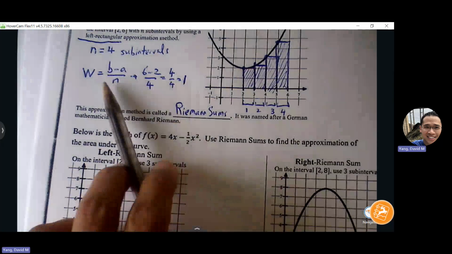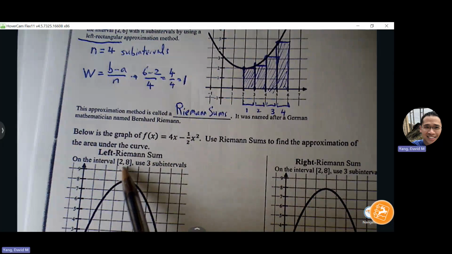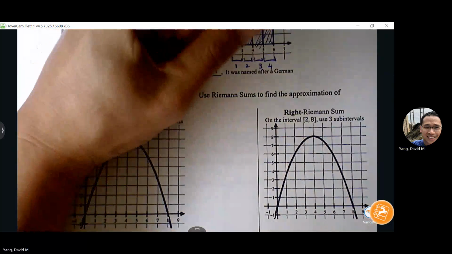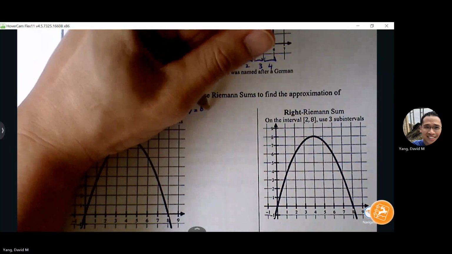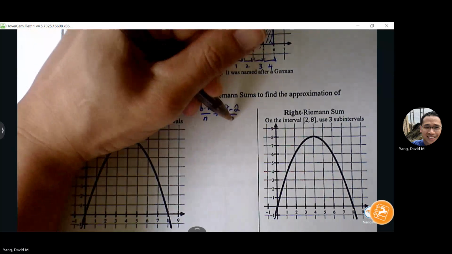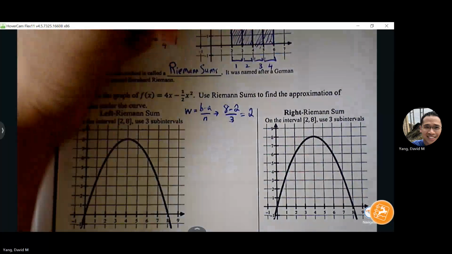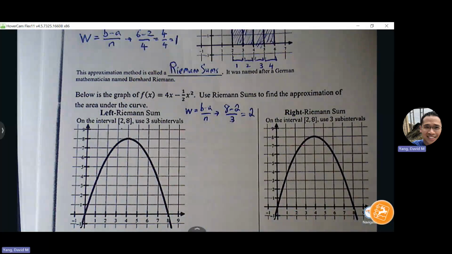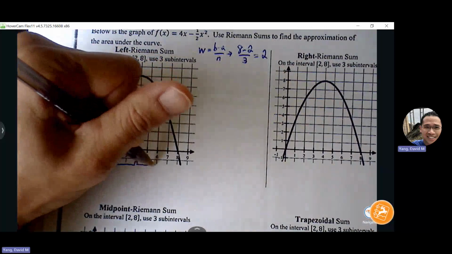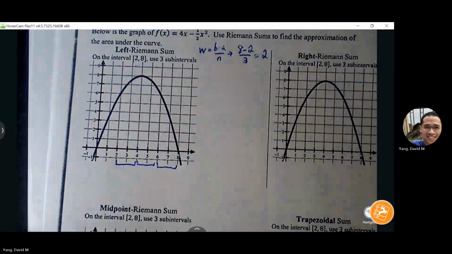Okay, so first, I'm going to use this width formula to find the width. I want every subinterval to be the same width. So there's my A, there's my B, there's my N. I'm going to start off with B minus A over N. So 6 over 3 is 2. I want each subinterval to have a width of 2. I'm going to start at 2 and go to 8. So there's my first subinterval, my second, and my third subinterval.